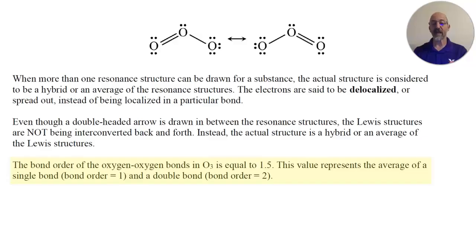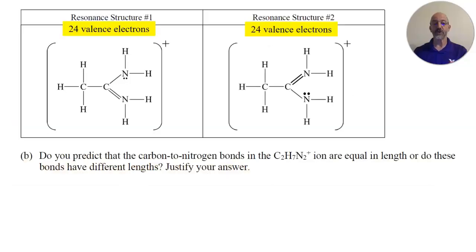So based on this example with ozone, let's go back to question 4, part B. Do you predict that the carbon to nitrogen bonds in the C2H7N2+ ion are equal in length, or do these bonds have different lengths? Justify your answer. So we do have two equivalent resonance structures for this polyatomic ion.